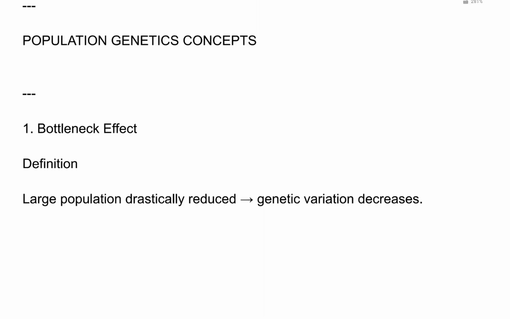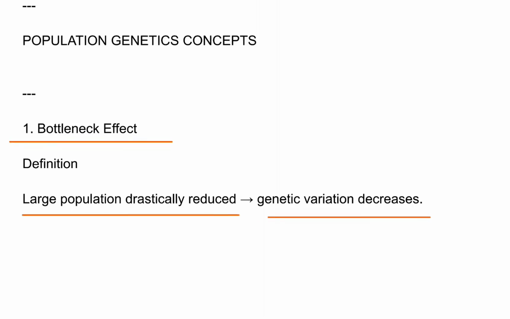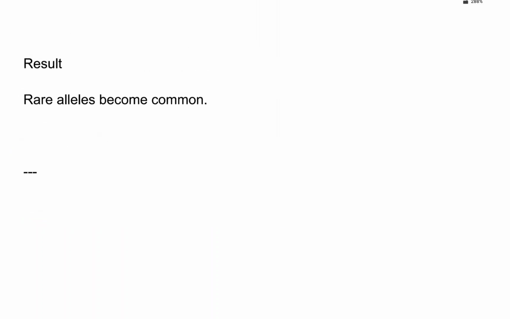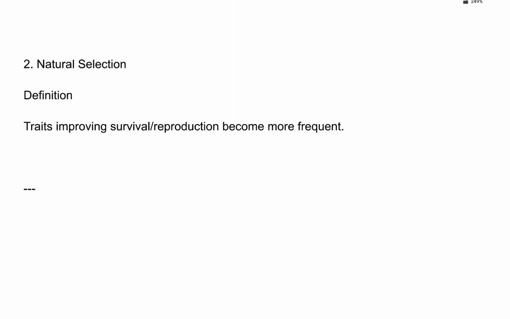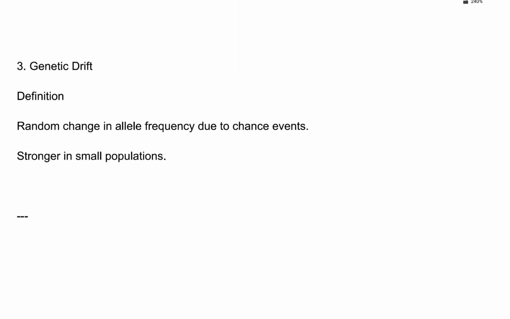Population genetics concepts. Bottleneck effect definition: a large population is drastically reduced, and genetic variation decreases. It results in a rare allele becoming common. Natural selection definition: traits improving survival and reproduction become more frequent. Genetic drift definition: random change in allele frequency due to chance events, stronger in small populations.